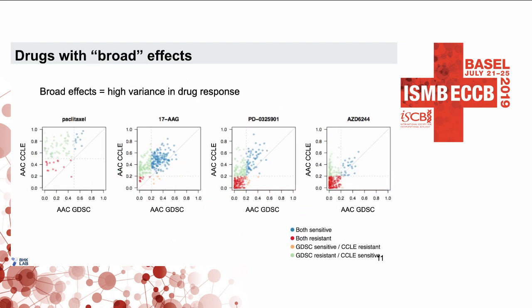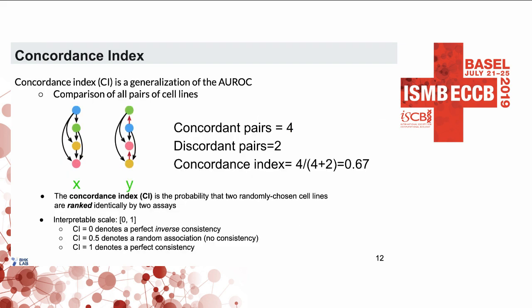You can see that I show paclitaxel, 17-AAG, AZD6244 and PD-0325901. We have a lot of green and orange points. So if that's what we observe, it's very hard to build a model that shows a very good validation in our test set. So how can we handle this?